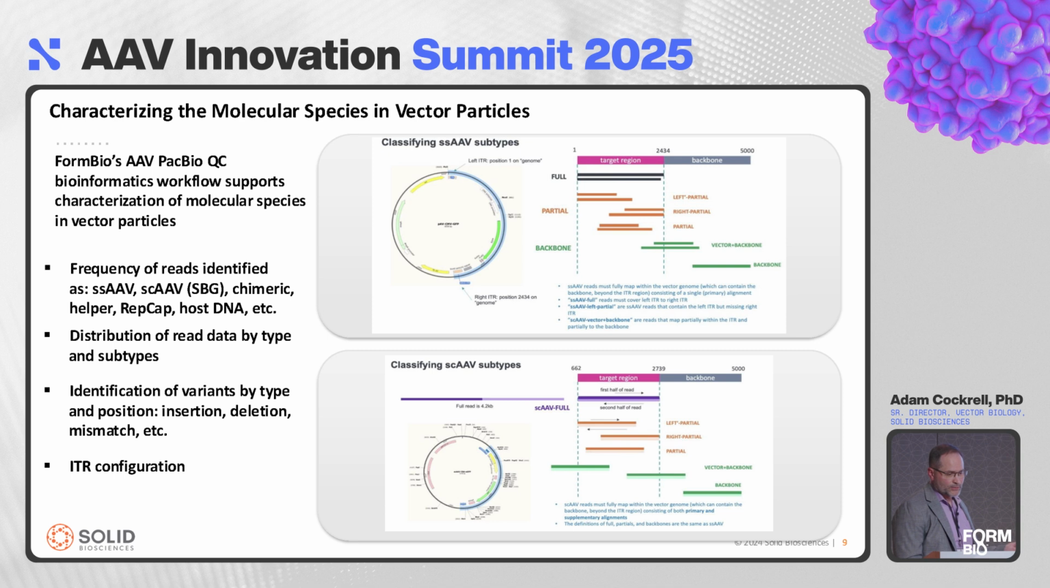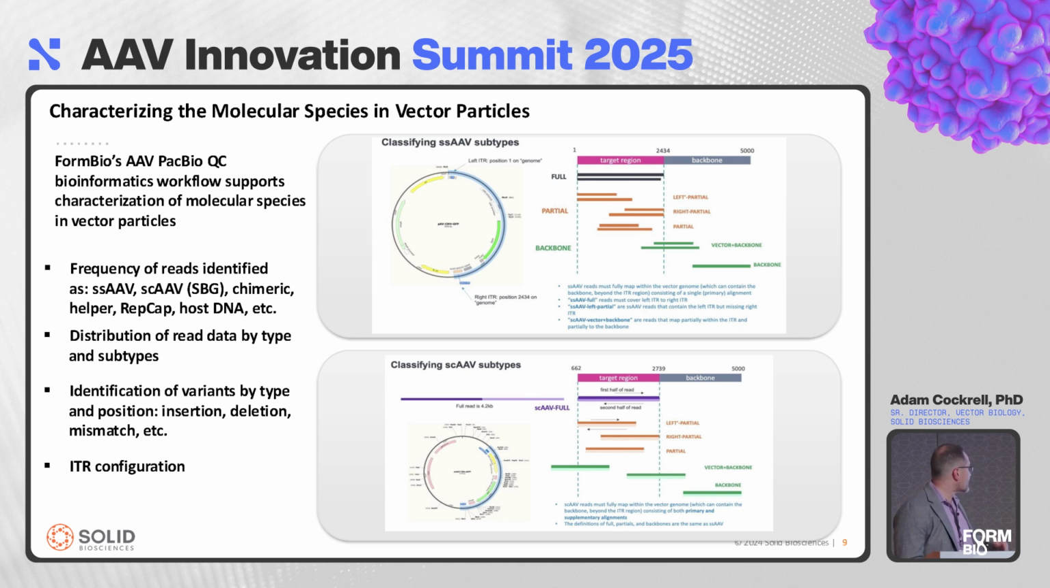There's various molecular species. I think Brooke is also using FormBio, so you've heard a lot of the different molecular species. I'm going to reiterate some of those. But you have things like left partials, right partials, partials, so you get partials in the middle, vector plus backbone chimerics, various other chimerics that show up that you're quantitating, and then backbone products alone.